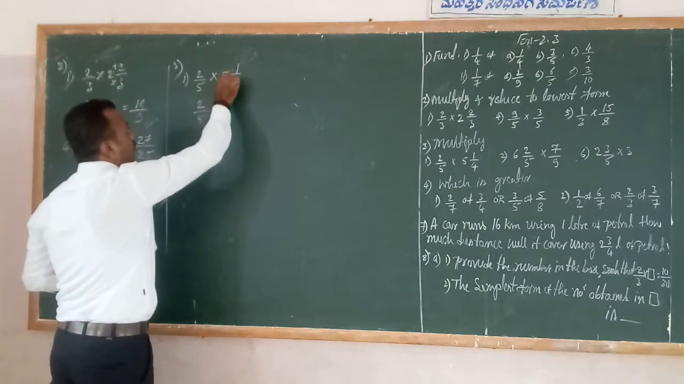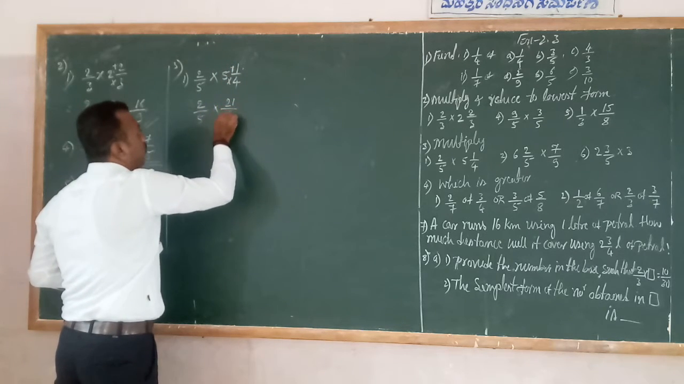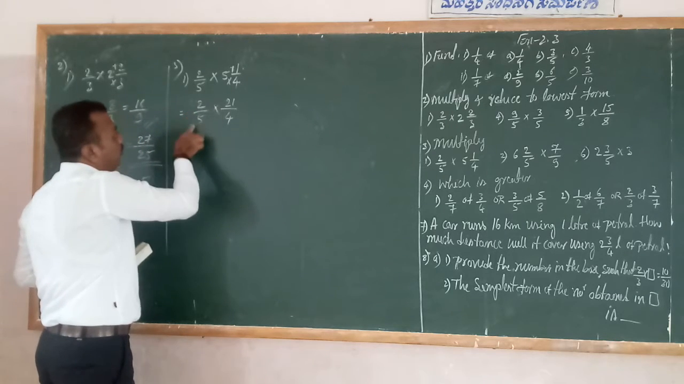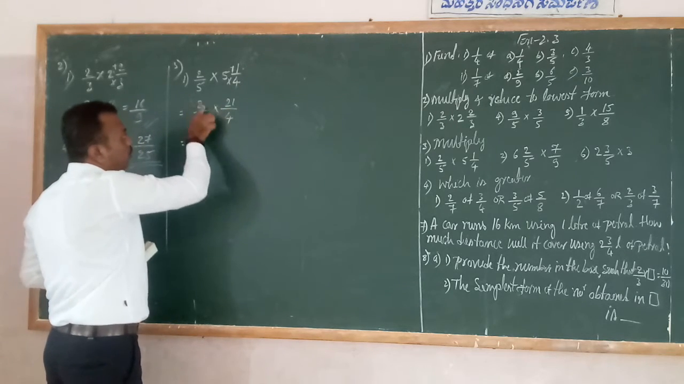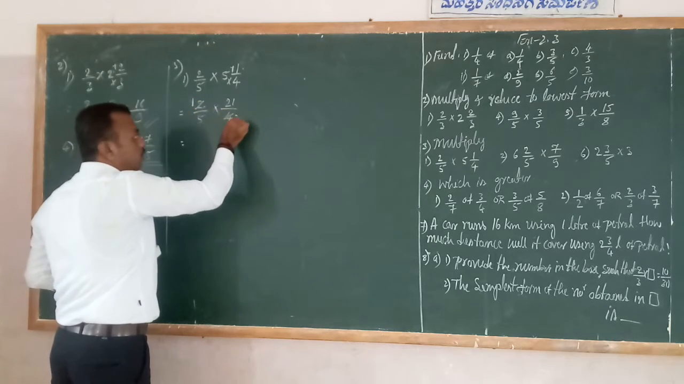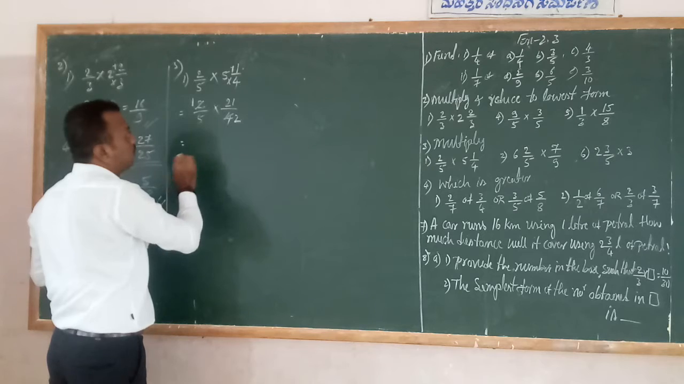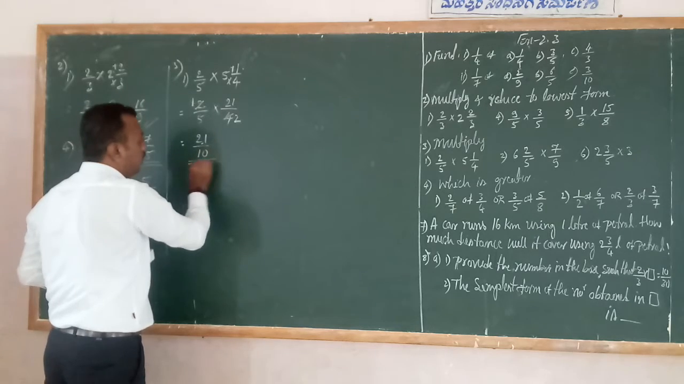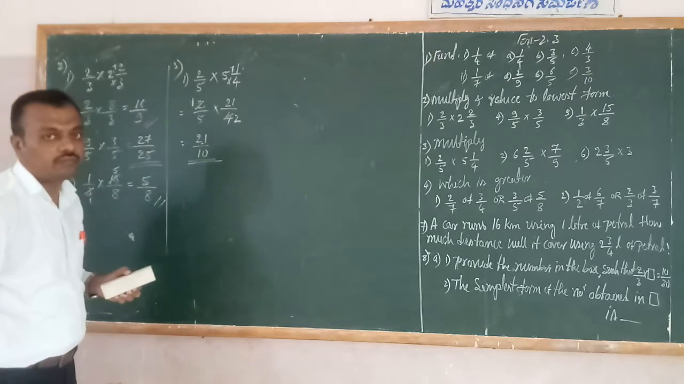You have to convert it into an improper fraction. 5 4s are 20, plus 1, 21 whole upon 4. Is it right? Now 2 by 5 is there, 21 by 4 is there. 2 and 4, are they going by the same number? Yes, 2 1s are 2, 2 2s are 4. Next, 21 and 5 are not going, therefore 21 into 1, 21 whole upon 5 2s are 10. So 21 whole upon 10 is the simplest form.